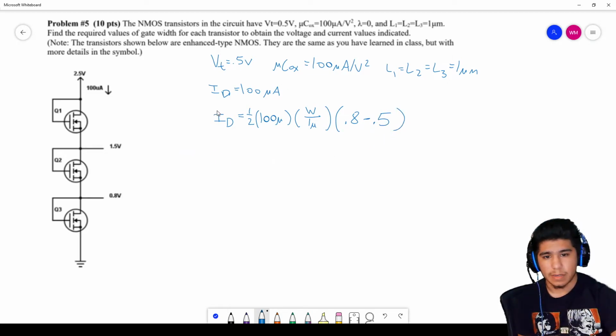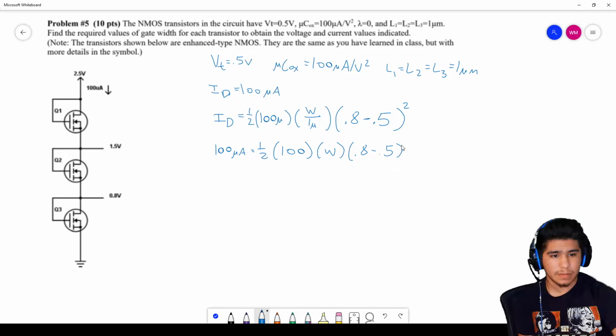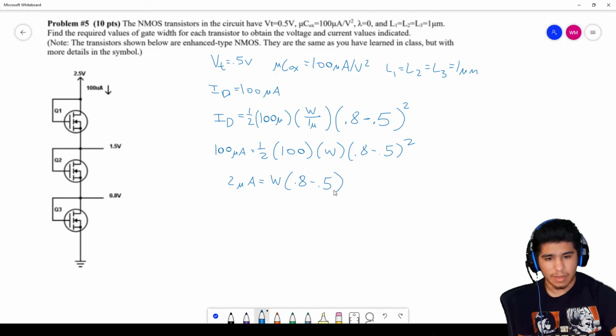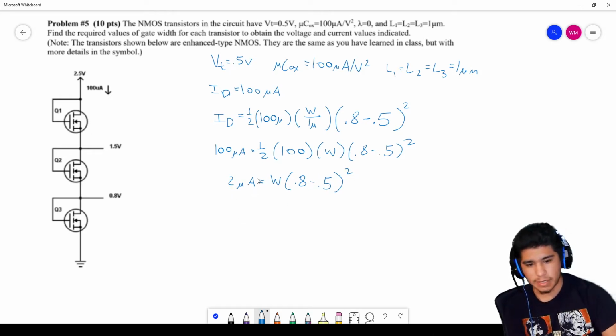Okay, awesome. Now, we know the drain current to be 100 microamps, so we're going to fill that in, equals 1/2. And the micros here can cancel out. 100, and this is also a 1, so we can just leave it as W. And sorry, this is squared. 0.8 minus 0.5 squared. Alright, nice. Now, we can combine this to get 50 and divide this by 50. So we're left with 2 microamps equals W times 0.8 minus 0.5 squared. Alright. Now, we can combine this to get 0.3 squared, which is going to be divided by here.